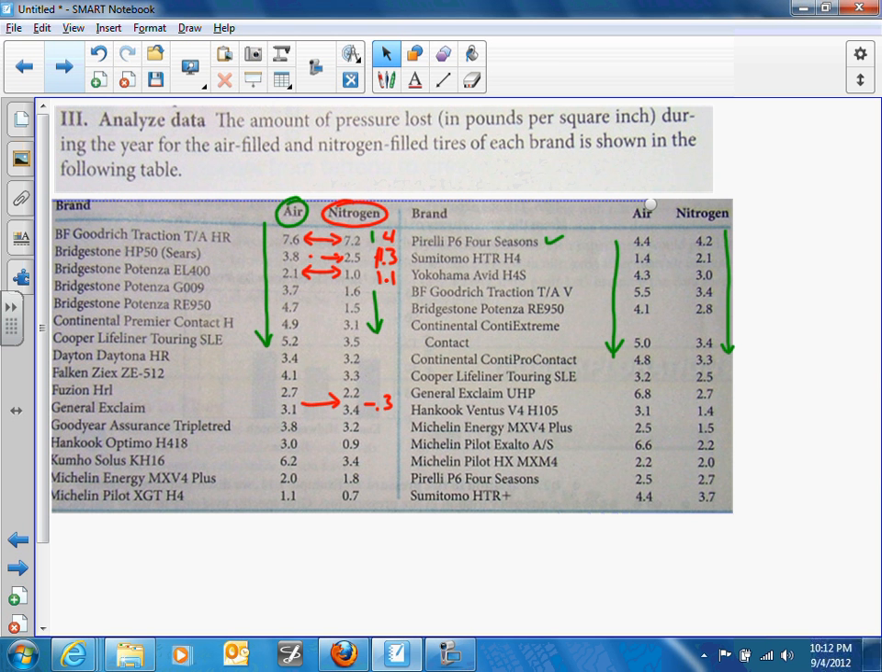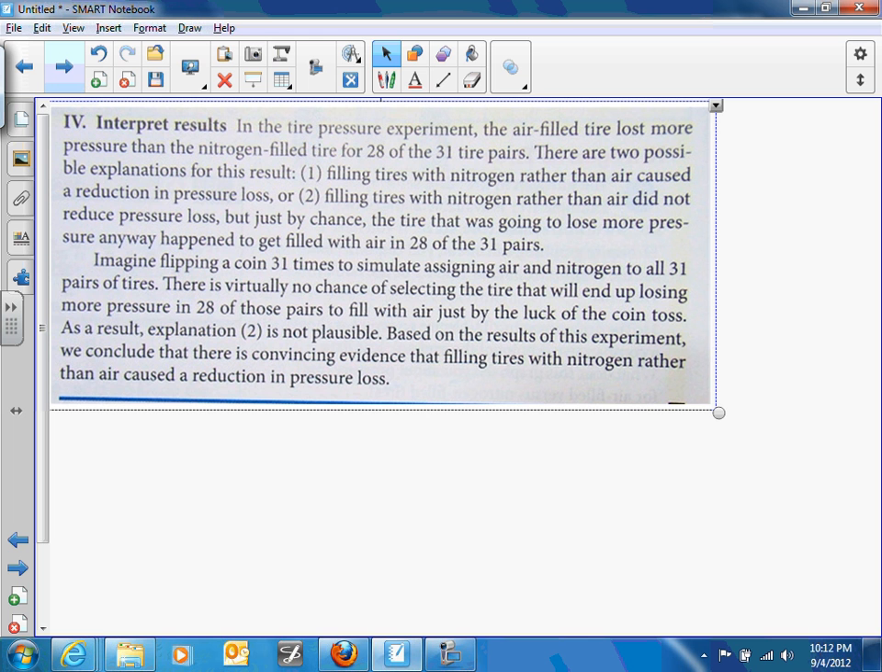All right? And the last thing you do is once you have produced your data and you analyze your data, you're going to interpret the results. Now notice how thorough they are in the results. In the tire pressure experiment, they stated the air-filled tire lost more pressure than the nitrogen-filled tire for 28 of the 31 tire pairs. That's very significant. So is that random, or do you think there's something to it?